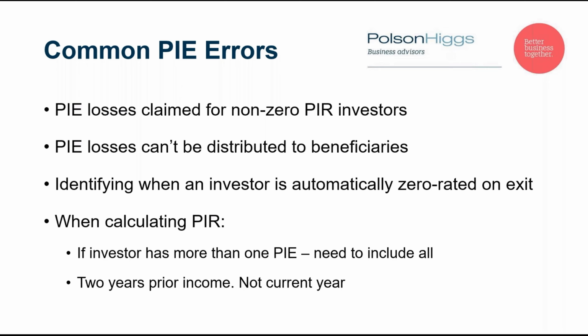And calculating PIRs, so we need to make sure that all PI income is taken into account when the investor has more than one PI. And the last one there, when looking at income to determine what rate to use for an individual, it's the previous 2 years that are important, not the current year. So you need to have a bit of previous data there to work it out.